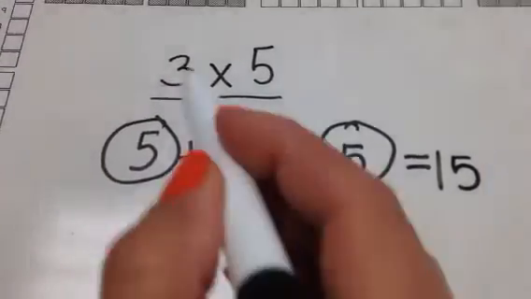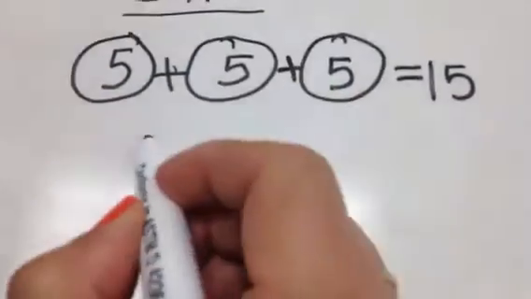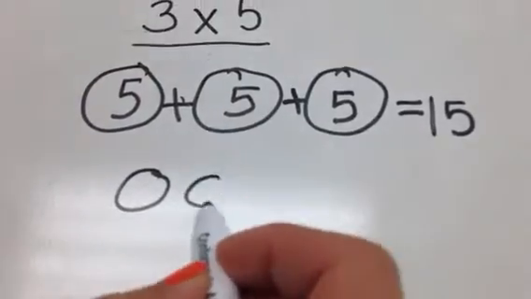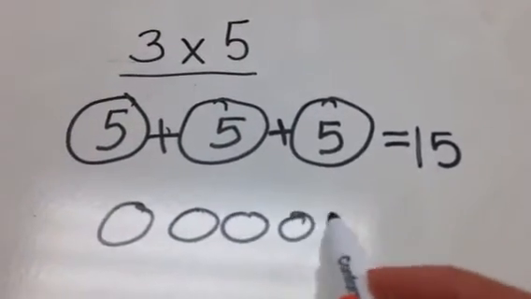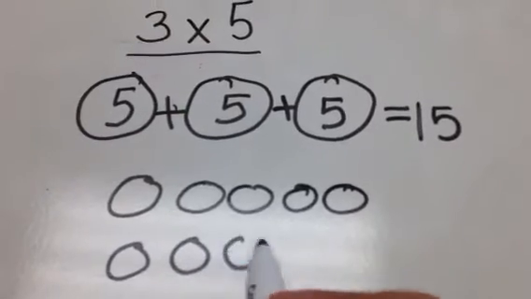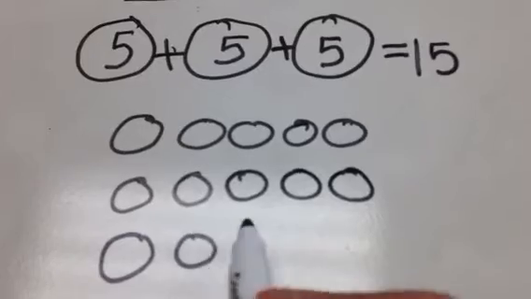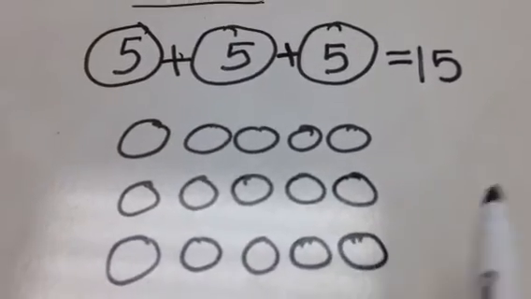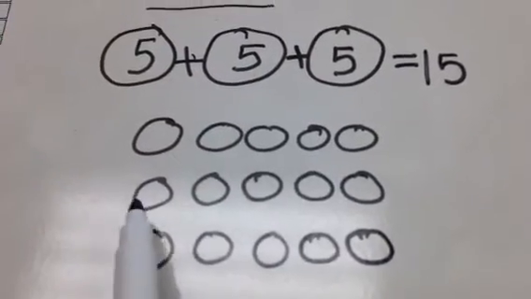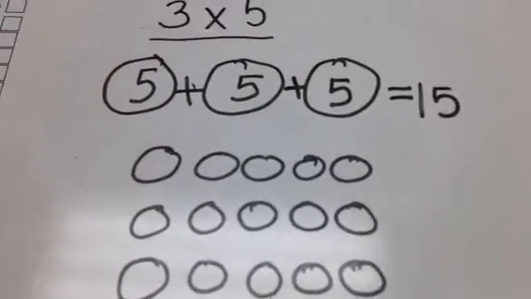Now to do an array, I look at 3 rows of 5. So here's my first row, 1, 2, 3, 4, 5. My second row, 1, 2, 3, 4, 5. And lastly, my third row, 1, 2, 3, 4, 5. And I have 5 plus 5 is 10, plus 5 is 15.